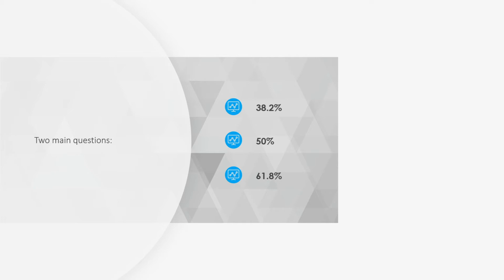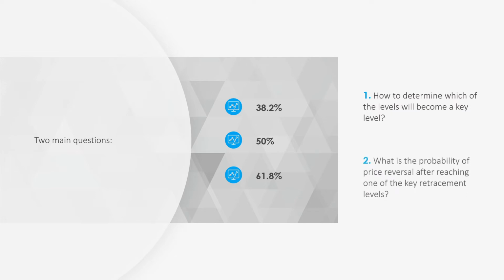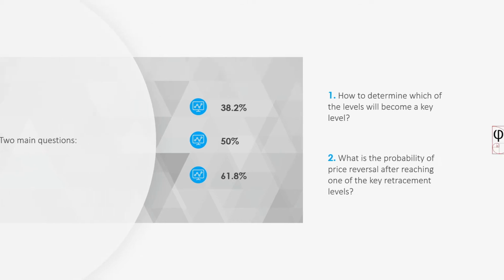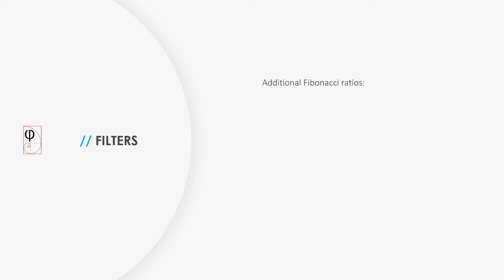Here we are faced with two important questions that must be answered before buying or selling an asset. How to determine which of the levels will become a key level, and what is the probability of price reversal after reaching one of the key retracement levels. To answer these questions, we need to create a certain filter which should be used to open a transaction from the key retracement levels. To do that, we have to include three additional Fibonacci ratios. Apart from the mentioned key levels 38.2, 50 and 61.8%, we will be using an additional 3.